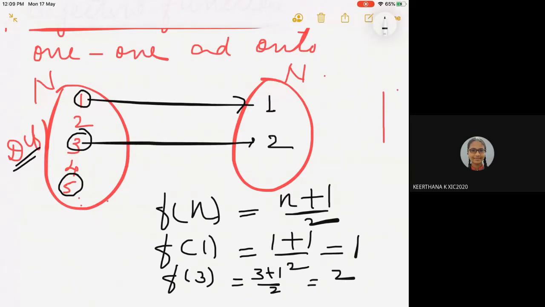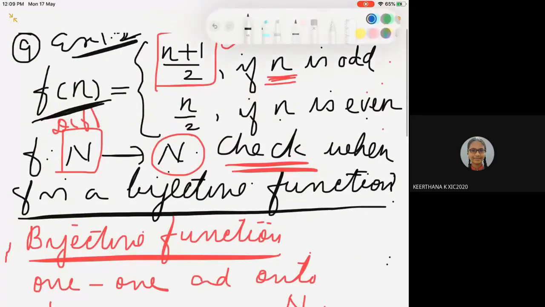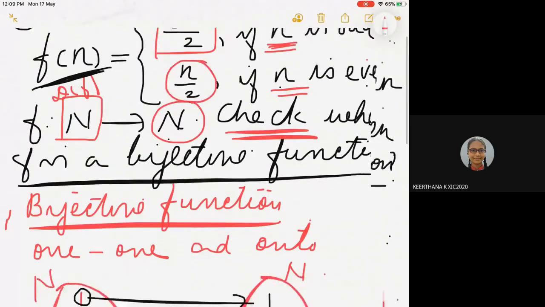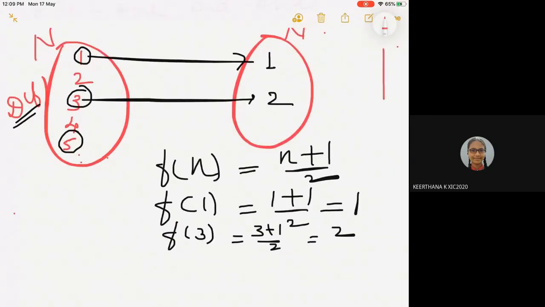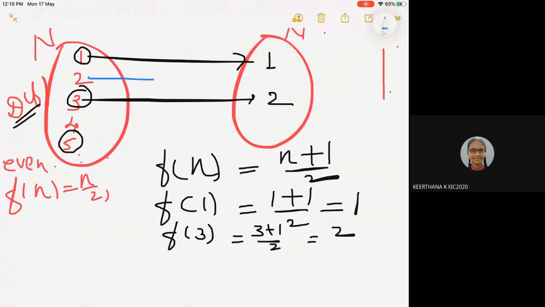Now, leave it. Now you go to the even numbers. What will be the image of n if n is an even number? It is only n by 2. So we will have f of n equal to n by 2 if n is even. There are some even numbers here, 2. What is the image of 2? You will put f of 2 equal to 2 by 2, which is equal to 1. That means the image of 2 is 1.